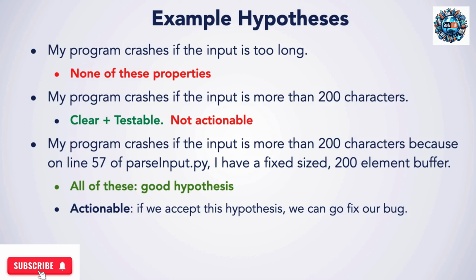The second hypothesis is much better in that it meets the first two criteria. It is clear and testable. We can run the program with more than 200 characters, exactly 200 characters, and fewer than 200 characters. If the program always crashes on more than 200 characters but works on shorter inputs, we can become quite confident in this hypothesis. But this hypothesis is not actionable. Even if I accept that this hypothesis is true, what do I do about it?